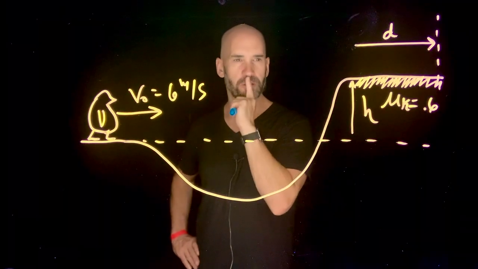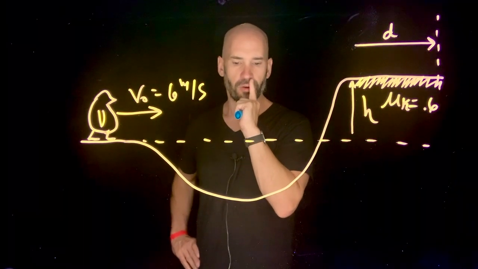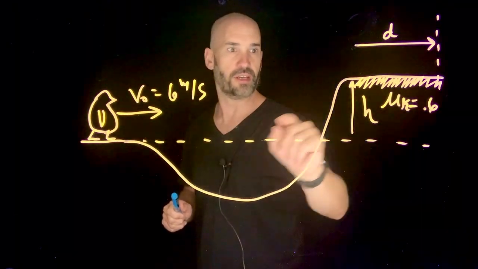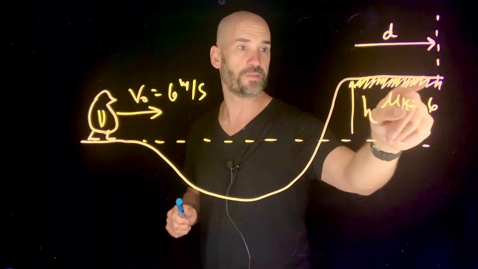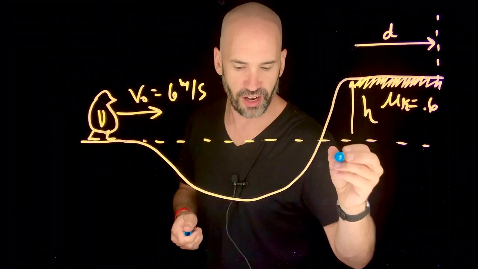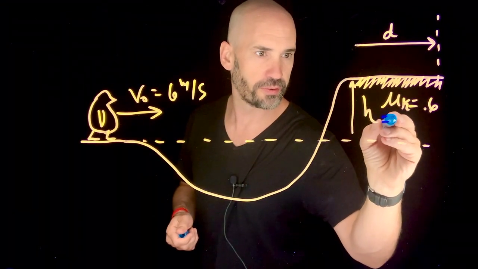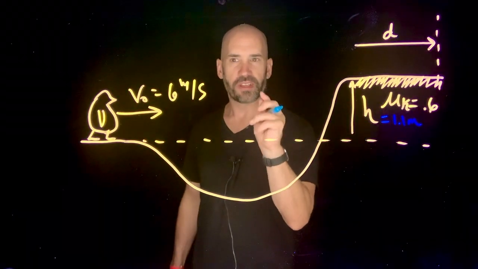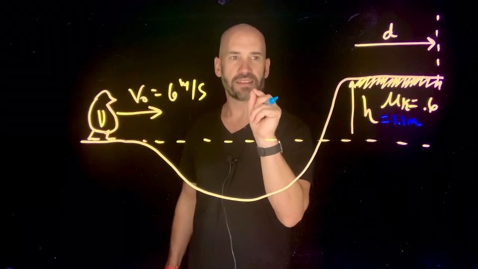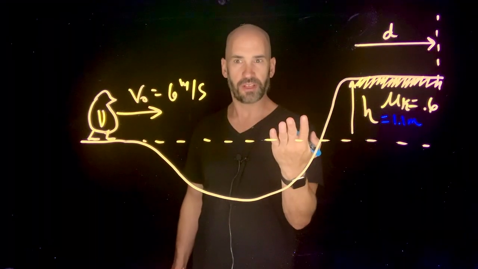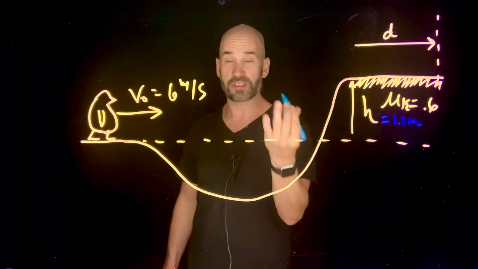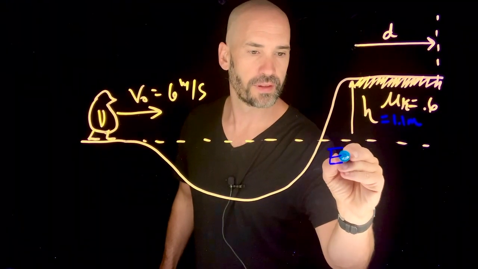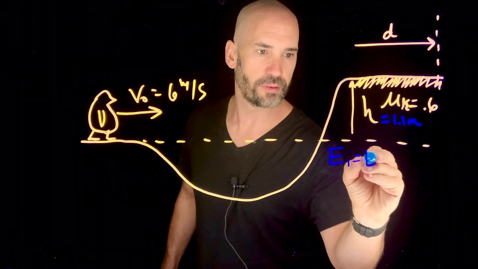So how do we deal with this? Okay, so a couple things we know. We know she starts with 6 meters per second. We know that the frictional coefficient of the surface is 0.6. We also know that this height over here is 1.1 meters, okay? And so we're going to solve this problem exactly the same way we would any other conservation of energy problem. And how do we start any conservation of energy problem? We start with E1 equals E2.